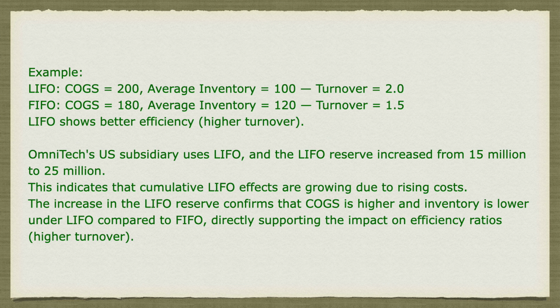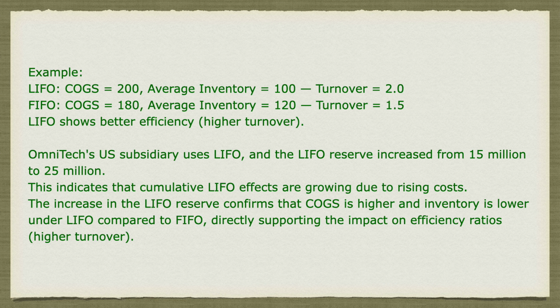Example: LIFO COGS equals 200, average inventory equals 100, turnover equals 2.0. FIFO COGS equals 180, average inventory equals 120, turnover equals 1.5. LIFO shows better efficiency, higher turnover.